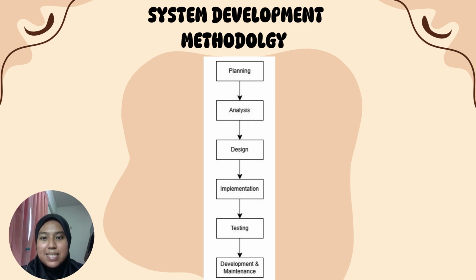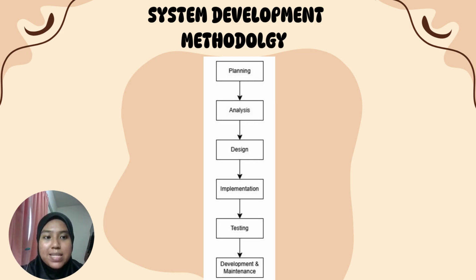Next is the system development methodology. System development methodology is a structured approach used to develop an information system systematically and efficiently. It ensures that the system meets user requirements. The key principles are clear requirements, structured phases, user involvement, iterative improvement, and quality assurance. So we have six SDM phases: planning, analysis, design, implementation, testing, and lastly deployment and maintenance.